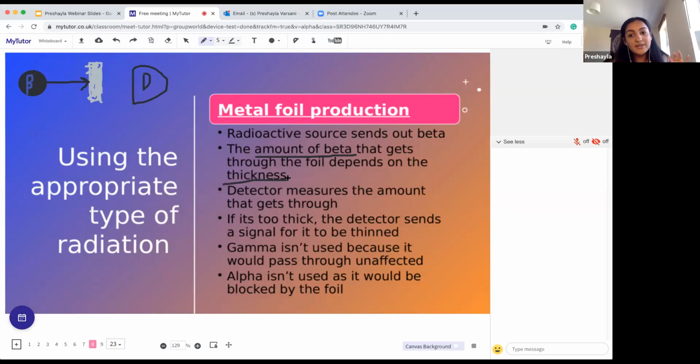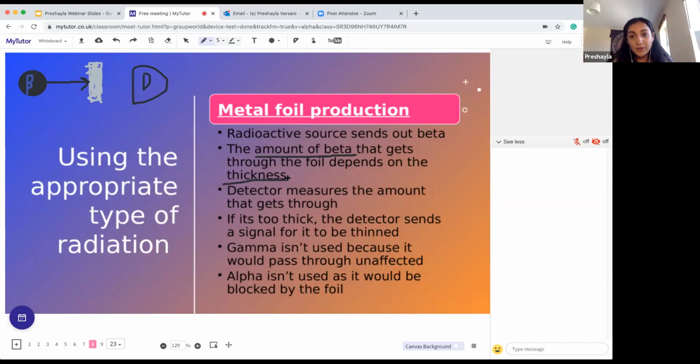Now, the reason that gamma is not used is because it would pass through the foil unaffected. It would not tell us any information about the thickness of the foil. It would just pass straight through because that's what gamma does. Gamma can only be stopped by lead or concrete. So gamma would not be appropriate.